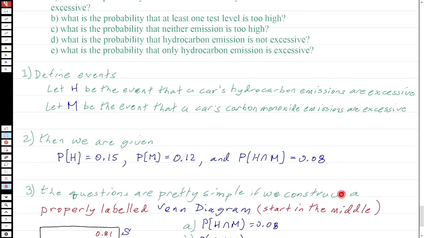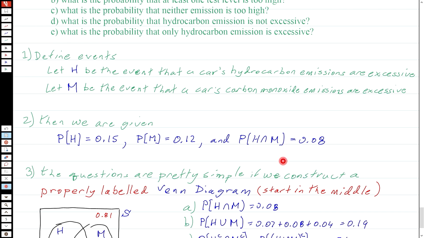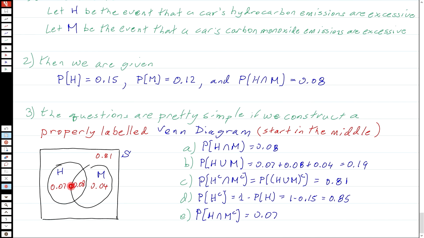So the next thing we do is construct a properly labeled Venn diagram. And like I said, we start in the middle, with the intersection, and work our way out. So the 0.08 goes here. We know that all of probability of H is 0.15, so this area here must be 0.07. Same, we know that the probability of M is altogether 0.12, so this area has to be 0.04, so that these two add up to 0.12.